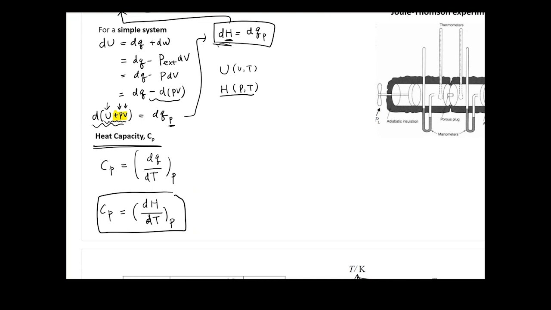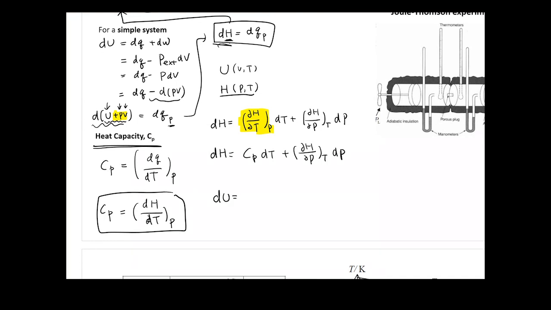Since we know this, you can write dH. It's going to equal partial H, partial T at constant P dT plus partial H, partial P at constant T dP. Then you should recognize the first term of this equation is actually Cp dT. So let's connect this one with dU. dU is Cv dT plus partial U, partial V at constant T dV.